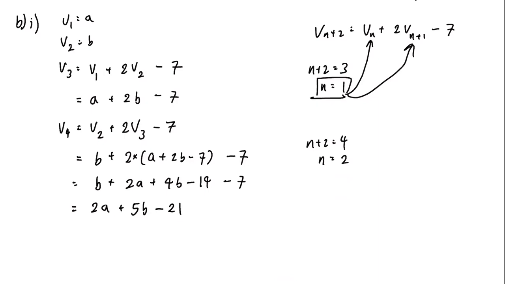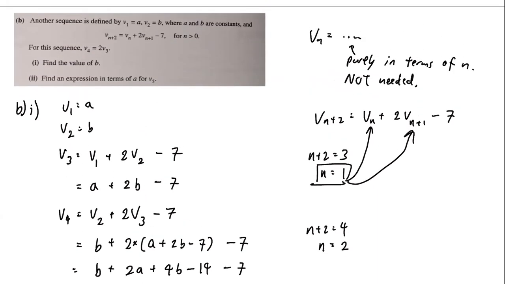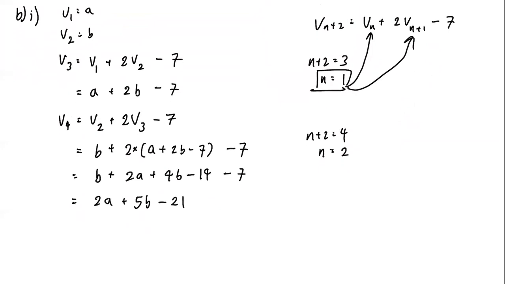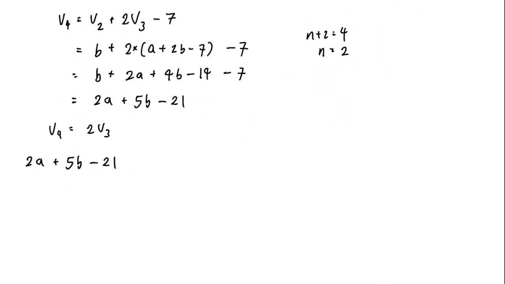Okay, good. So now I have v3 and v4. I can now use this information here, v4 equals 2 times v3, to help me solve the equation. So v4 equals 2 times v3, which means I can sub in the v4 with what we just found, 2a plus 5b minus 21.